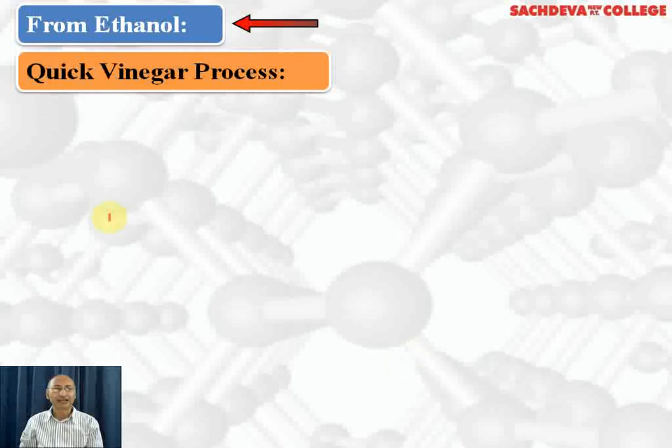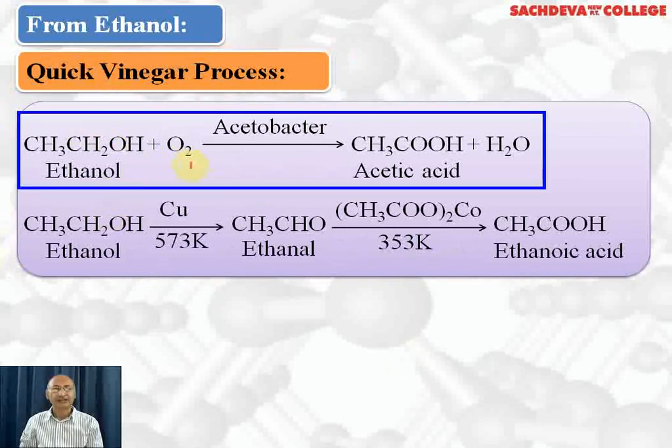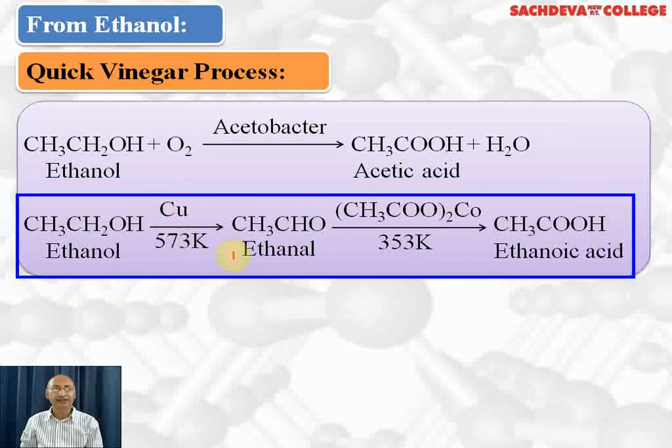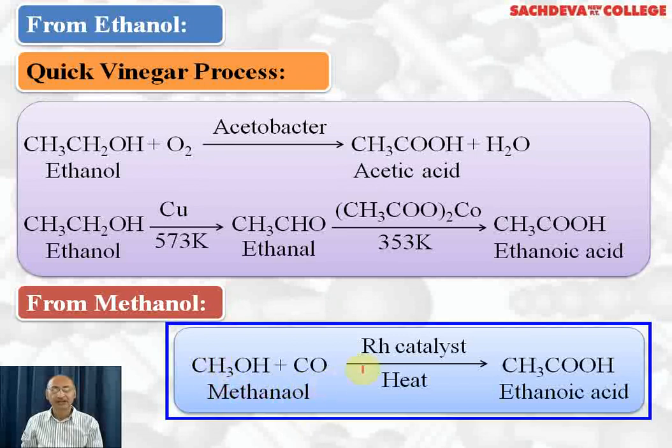From ethanol also we can get acetic acid. It is called quick vinegar process. Ethanol can be oxidized with air in presence of acetobacter. It gives acetic acid plus water. Ethanol can be oxidized to ethanal by copper at 573 Kelvin, which is further oxidized with cobalt acetate or manganese acetate at 353 Kelvin to give ethanoic acid. From methanol also we can get carboxylic acid, that is ethanoic acid. Methanol, if reacted with carbon monoxide in presence of rhodium as a catalyst, on heating we get ethanoic acid.